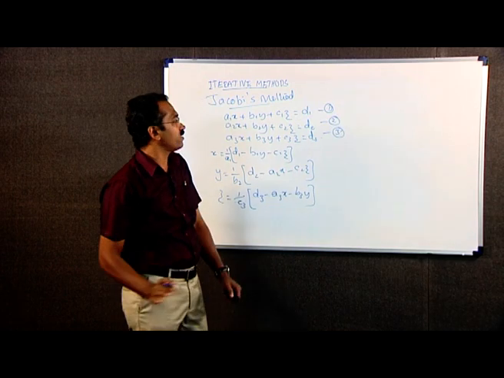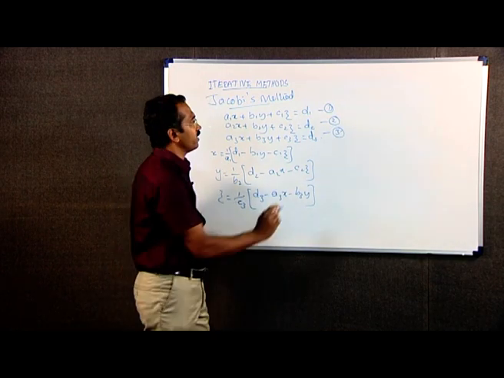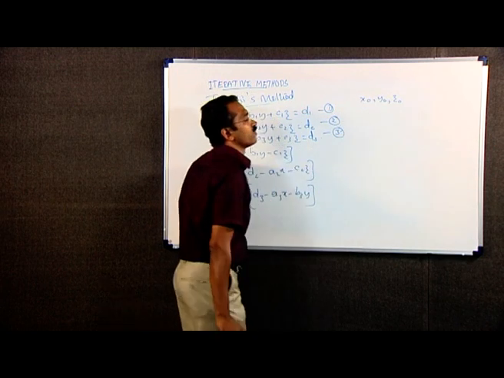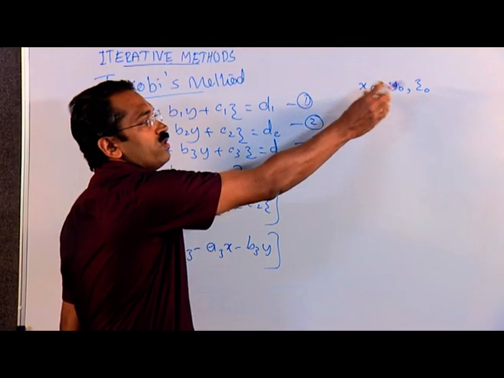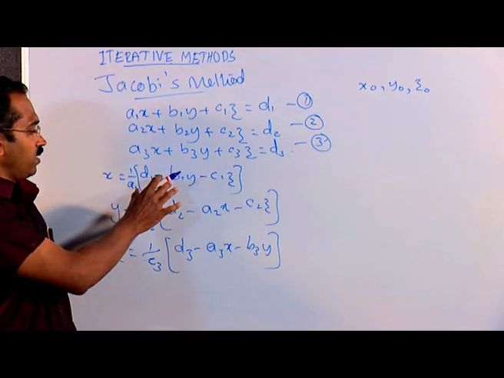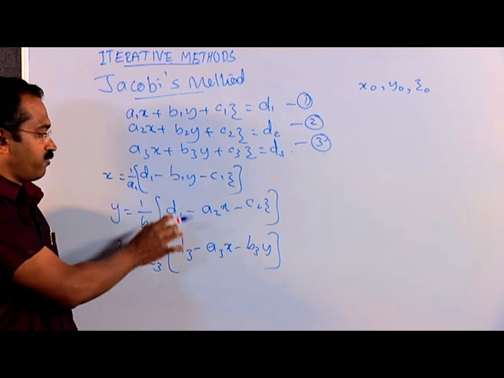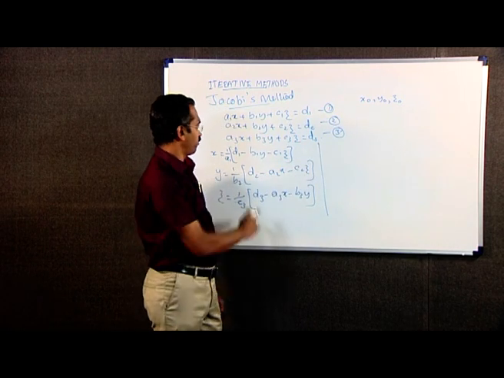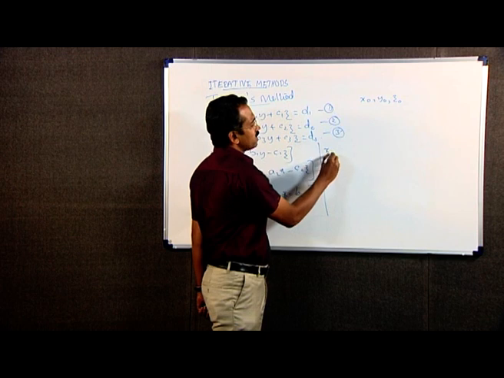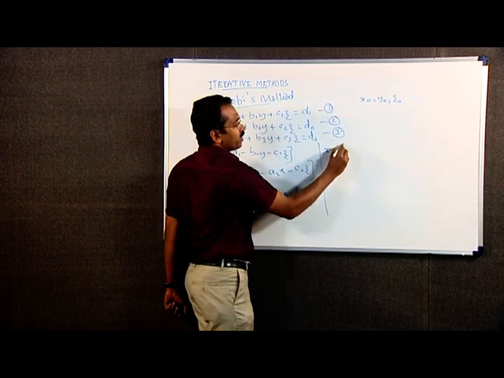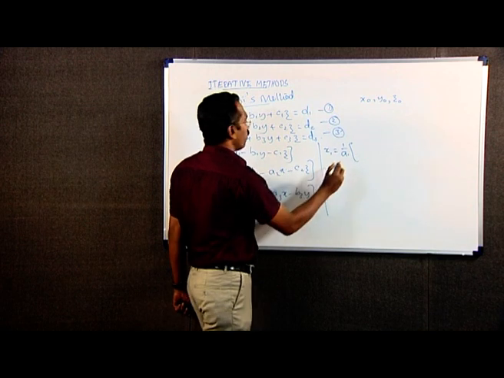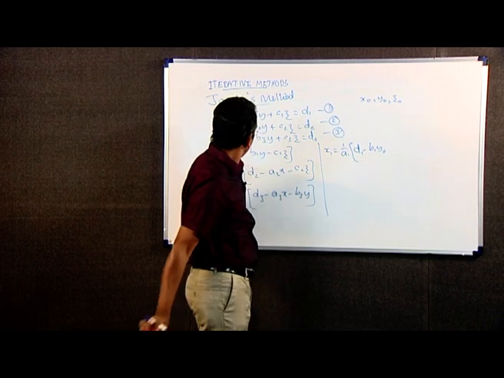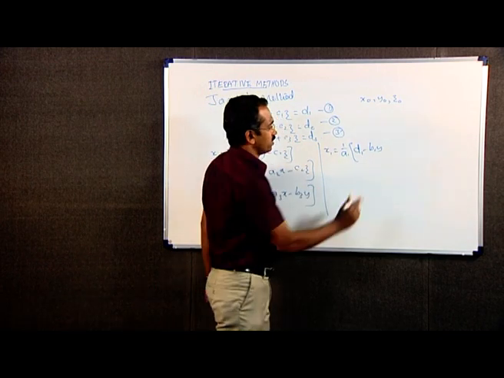Let us start with the initial values x naught, y naught, z naught. We put these values in the right hand side of these three. We will get the first approximate value of x as x1 is equal to 1 by a1 into d1 minus b1 y naught minus c1 z naught.